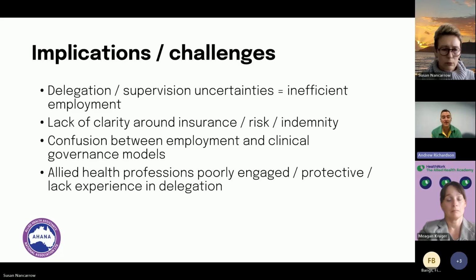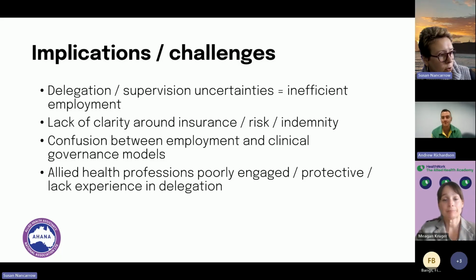Confusion between employment and clinical governance models, and AHPs that are poorly engaged or very protective of the skills and tasks that they already seem to do, without the understanding that by delegating those low to moderate risk tasks to an AHA, they're actually freeing up the health professional to focus on more complex specific tasks that can increase quality of job satisfaction and all those wonderful things.